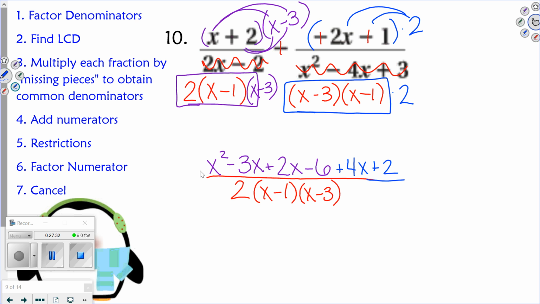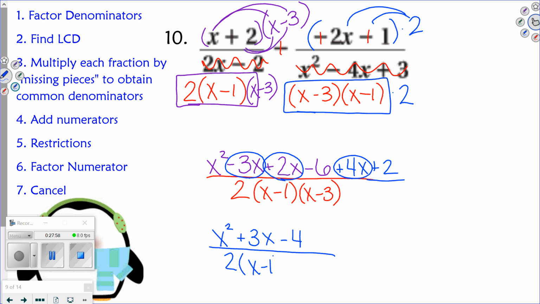All right, so step 4 says to add my numerators. So this is where we get to put all this stuff together. On the top, we have an x squared. I see negative 3x plus 2x, negative 1x, plus 4 is a positive 3x. Negative 6 plus 2 is negative 4. That denominator is going to stay the same. All right, so I just put all my like terms together. Number 5 is restrictions. Brittany?